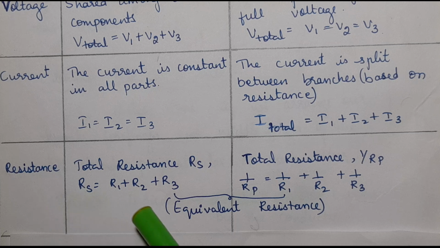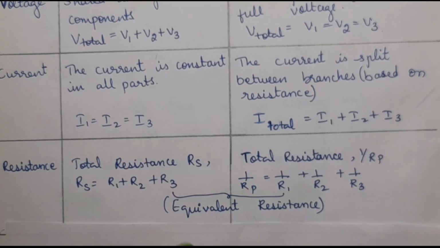The equivalent resistance of the resistors connected in series is obtained by adding all the individual resistances. In the same way, the equivalent or total resistance in the parallel circuit is obtained by taking the reciprocal of the individual resistances and adding them.